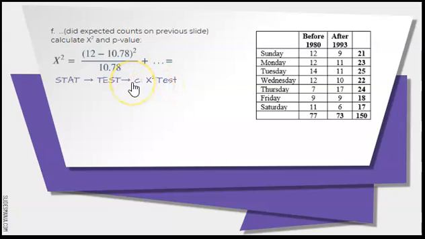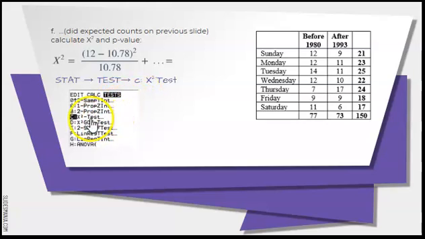Now, there is a goodness of fit test. Remember chi-squared goodness of fit? But we're not doing goodness of fit. We need homogeneity. So you need to pick the one that says chi-squared test only. And when you do, it's going to look like this. Notice it wants the observed values in a matrix and expected values in a matrix.